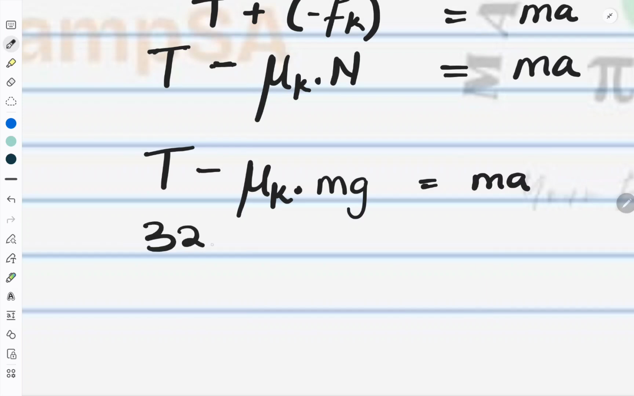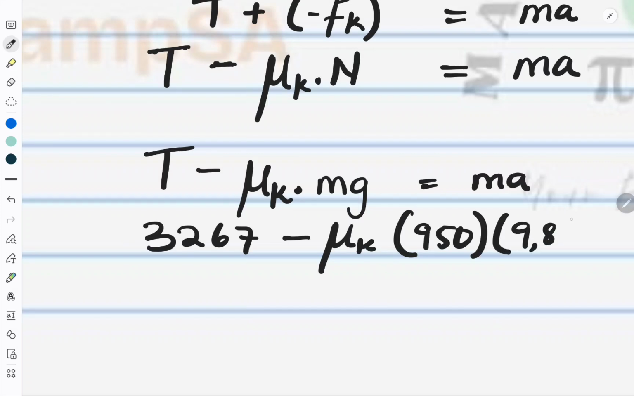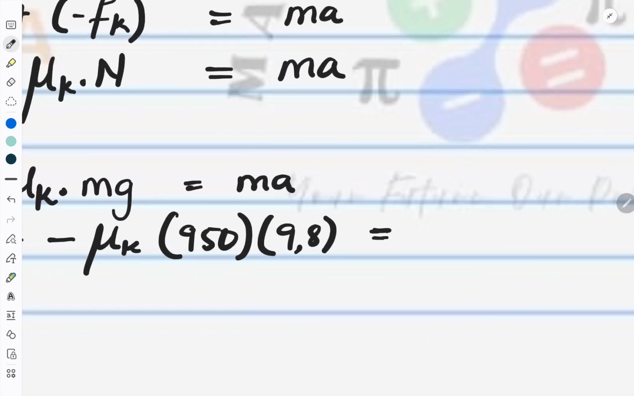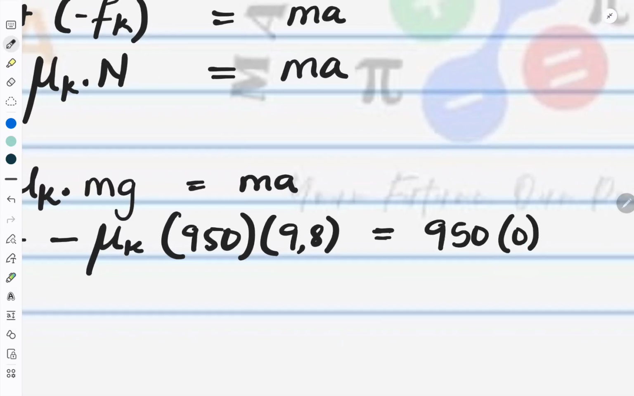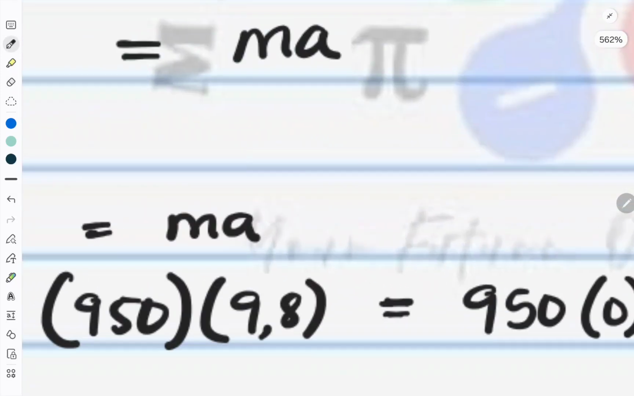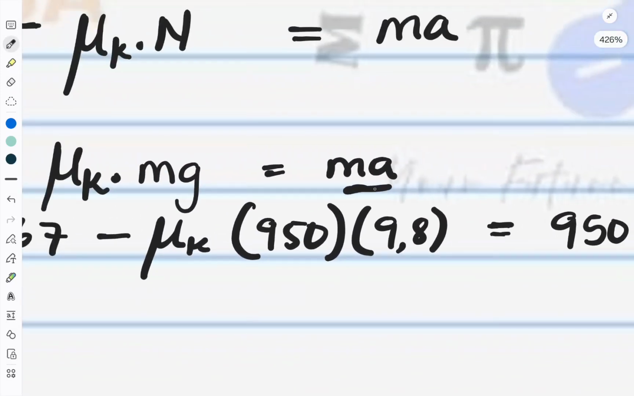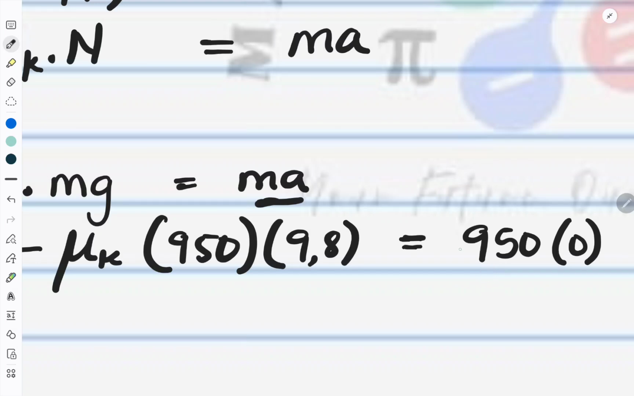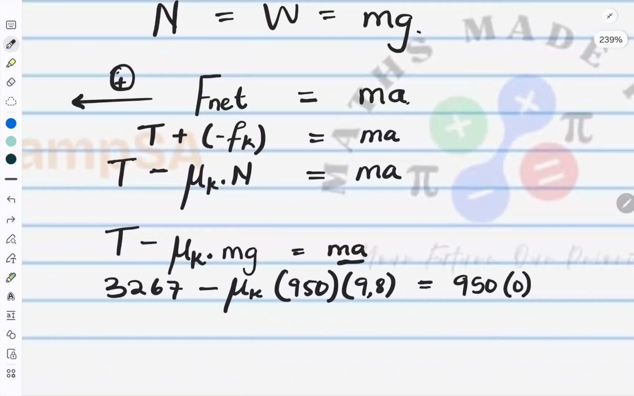You will have T being 3,267 minus mu k times 950, which is the mass of the car, times 9.8, the constant, is equals to 950 times 0. Here I have the liberty of just saying this whole thing is 0, but I don't know whether or not they will want to see that I substituted 0 here, so I just do it anyway. I substitute my 0, but I know that anything multiplied by 0 is 0. So from this step to this one, I could have just said all of this is 0, but to avoid losing marks, I write everything. Okay, so yes, let's continue.